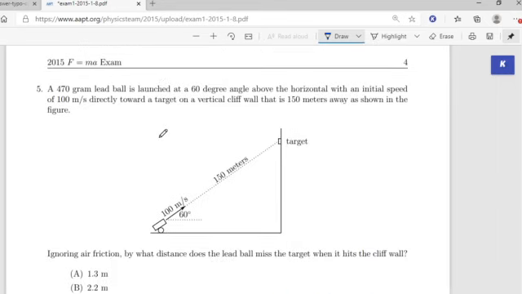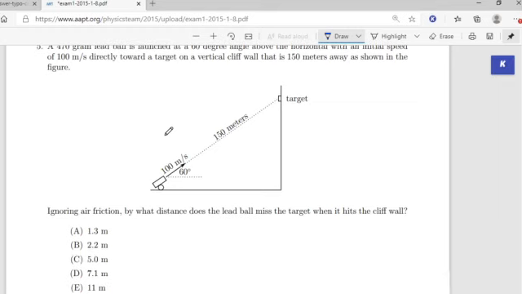Okay, a 470-gram lead ball. Actually, I want to convert this to kilograms, so that would be 0.47 kilograms. It is launched at a 60-degree angle above the horizontal with an initial speed of 100 meters per second directly towards a target. I'm not going to read all of that. I'm sure you can read it, but ignoring air friction, by what distance does the lead ball miss the target when it hits the cliff wall?